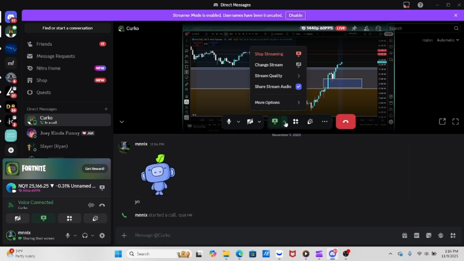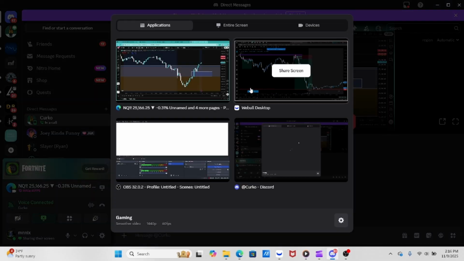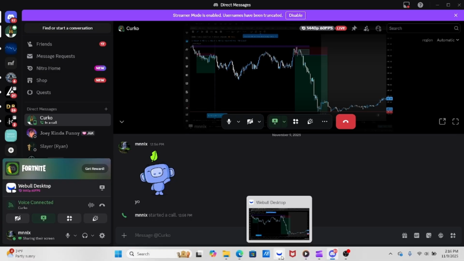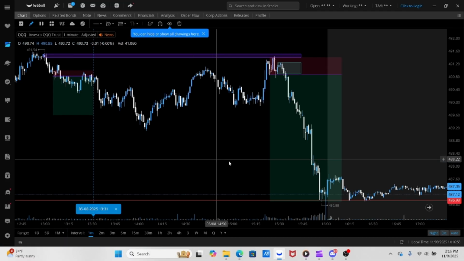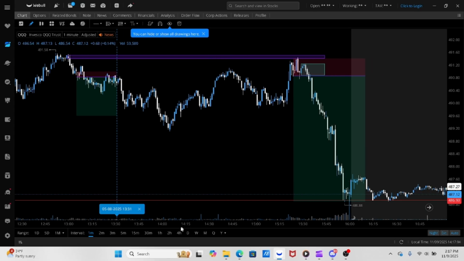You can still see my screen. Yep. So I'm trying to figure out where you found the first order block, because I saw that fair value gap. I'm about to show you right now. Hold up.